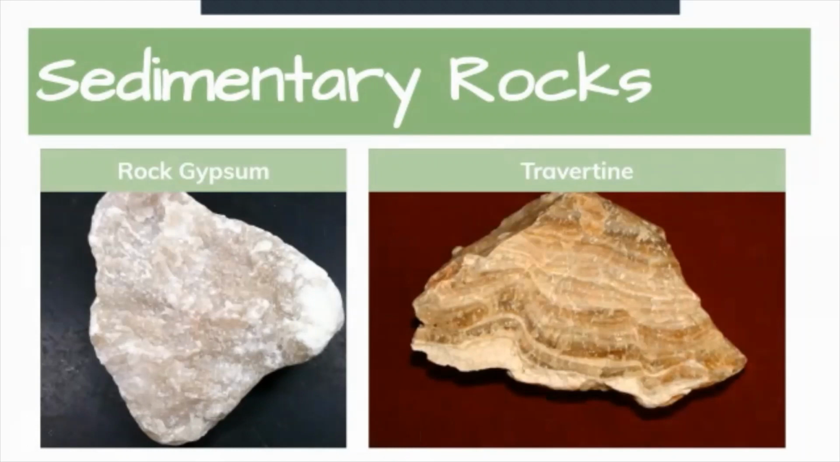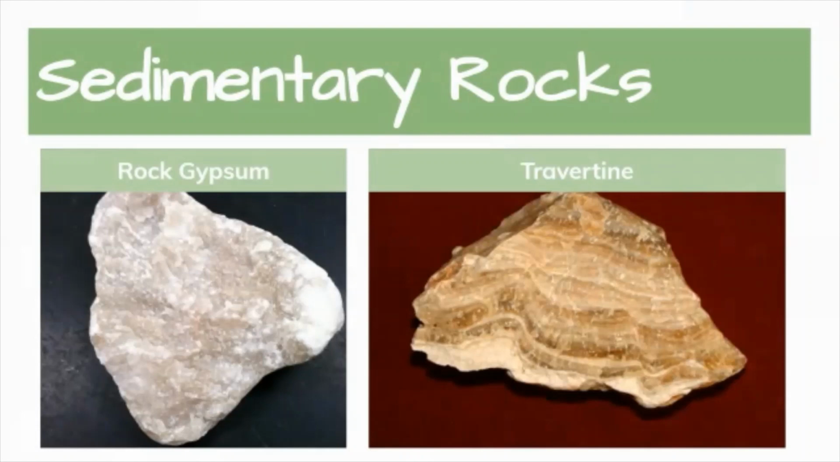Next, we have rock gypsum and travertine. And gypsum is an evaporite mineral. And so that means it's formed from the evaporation of liquid. It's used in the construction of drywall and plaster. So the walls in your home are probably made from gypsum.